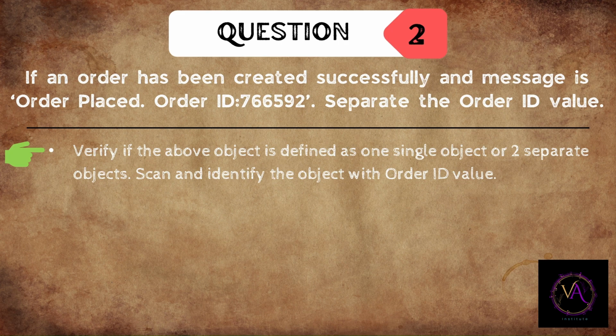If the objects are created separately, this is a very simple, straightforward answer. We can simply apply the buffer. We can capture that object, and in the test case, we can simply say, for this object, use a buffer, get the inner text of that object, and save it in your buffer. So that will save your value. Very straightforward, very nice. But the problem occurs in most cases where the developer defines the complete text as one single object. So "Order placed. Order ID colon 766592" is one single object.